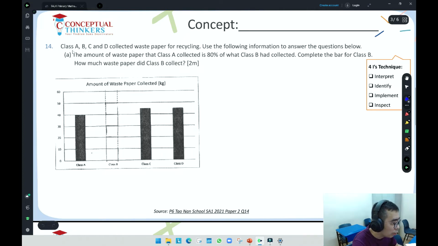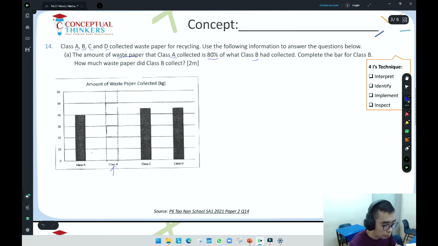Now we have class A, B, C and D collected waste paper for recycling. Using the information to answer the question below, we know that the amount of waste paper collected by class A is 80% of what class B collected. So we have to complete the bar for class B, which means we need to draw the bar chart here for class B. But before we can do that, we need to do some calculation first.